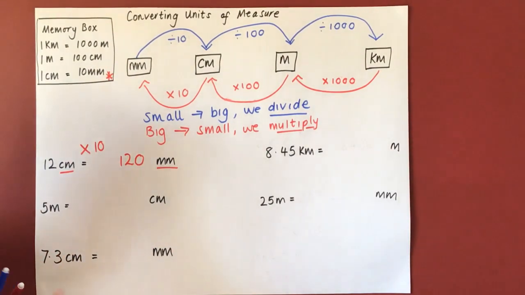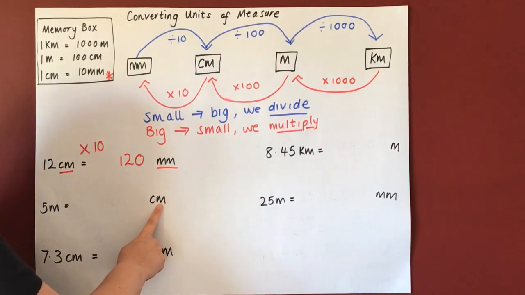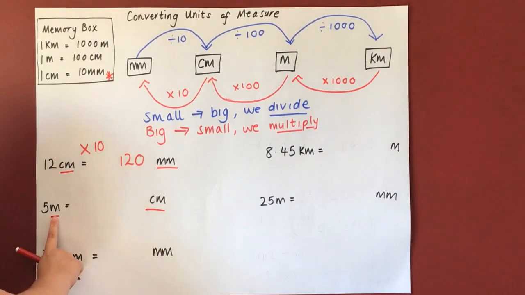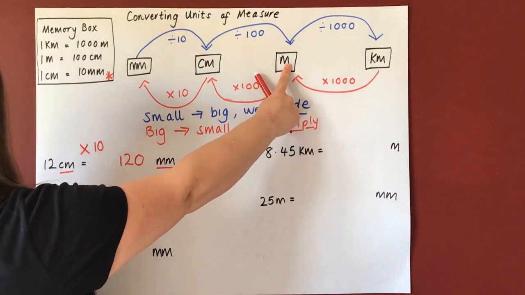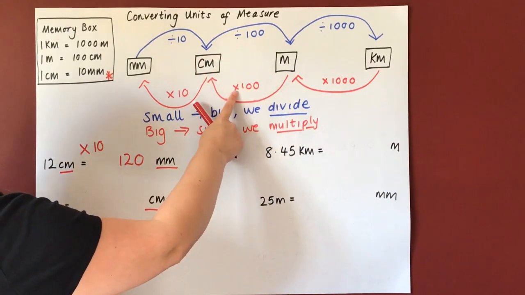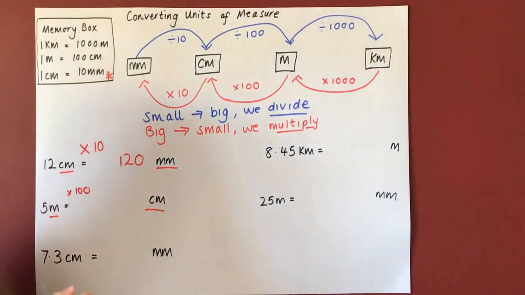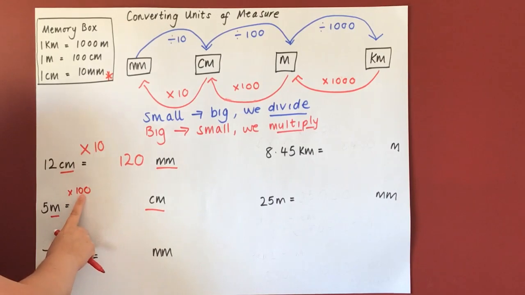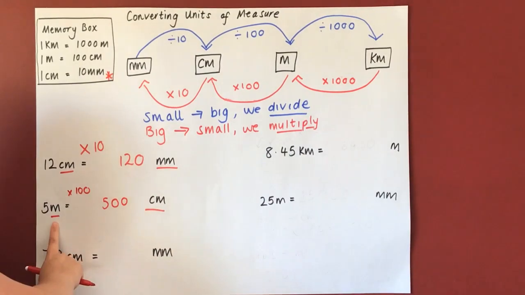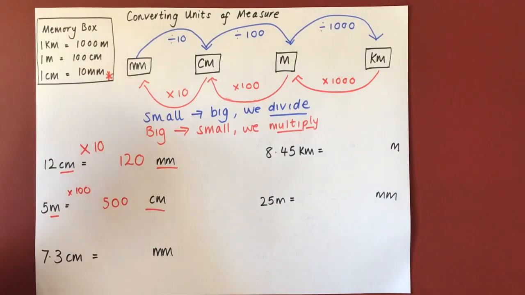Let's do the next one. We've been given 5 metres and we need to convert to centimetres. So once again, I look at my units, I can see I need to go from metres to centimetres, and to do that I also need to times by 100. So I'll put my times 100 above. So 5 times 100 will give me 500. So 5 metres converted into centimetres would give me 500 centimetres.